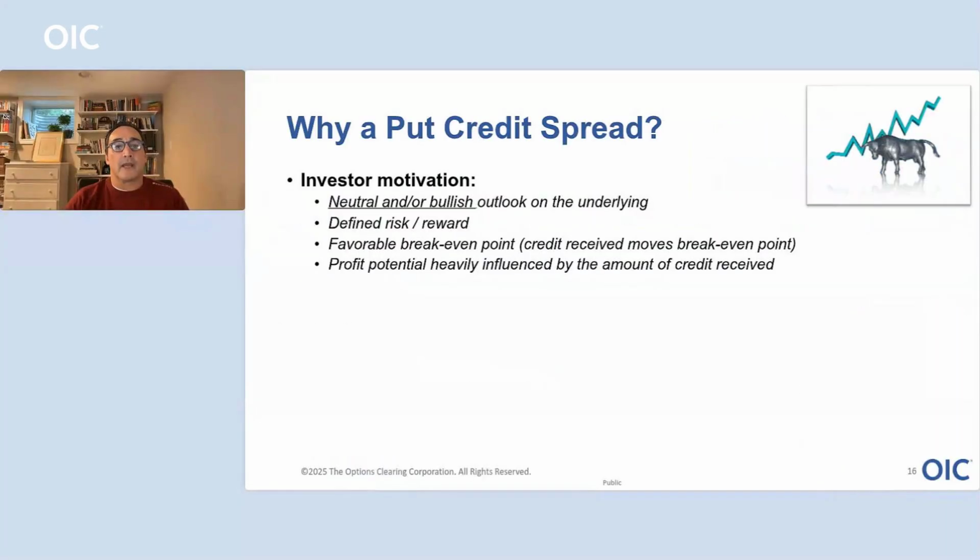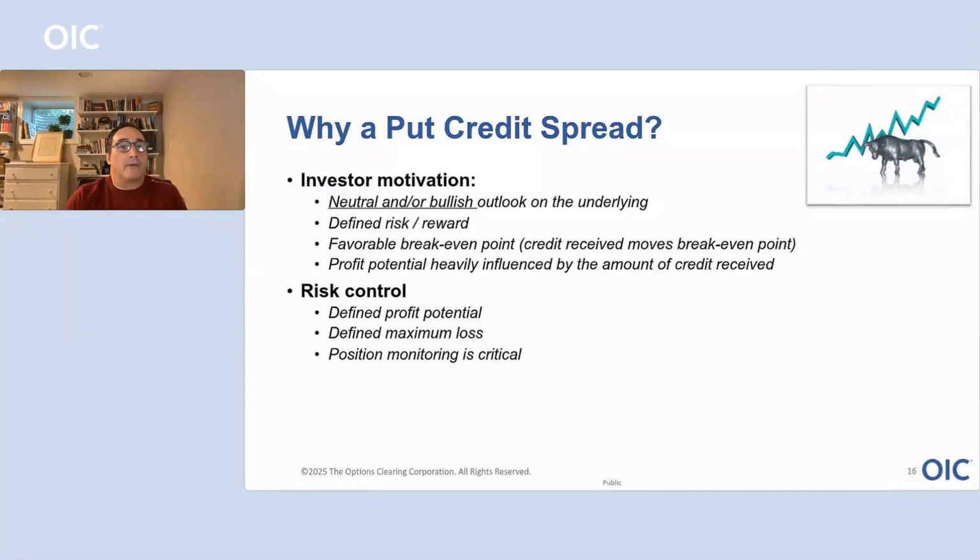So we're going to sell a put spread, okay? Once again, we're going to take in a credit. That credit is going to adjust our break-even point on the position, and any profit potential is always going to be influenced by the amount of credit that we receive. It has a defined risk and reward profile, and position monitoring is crucial.